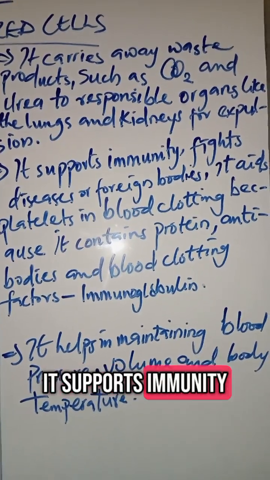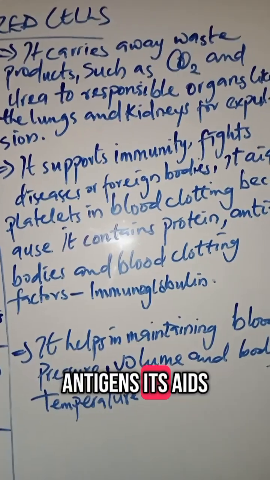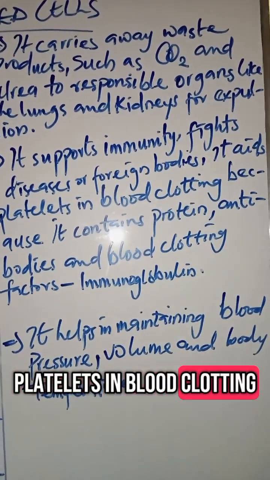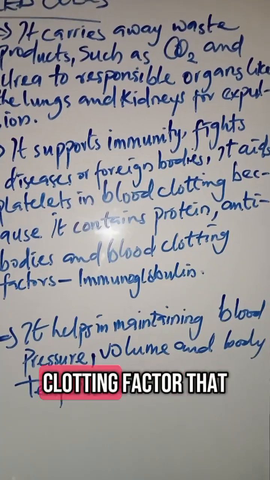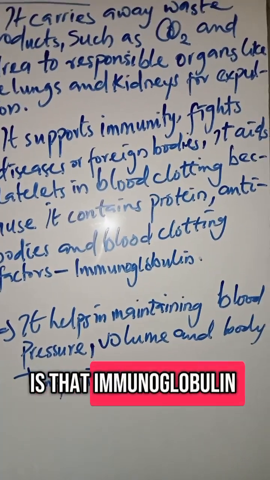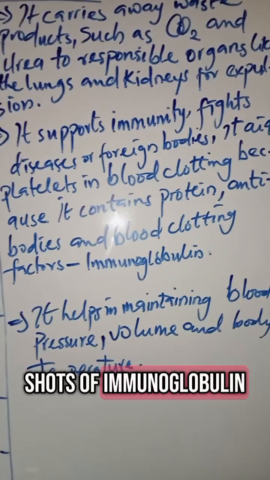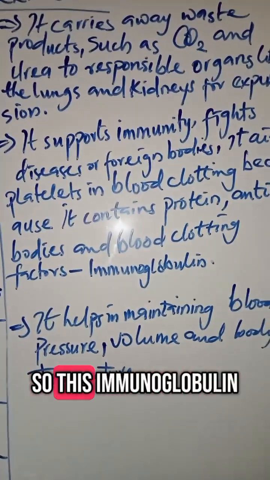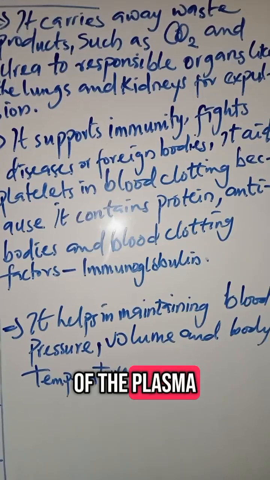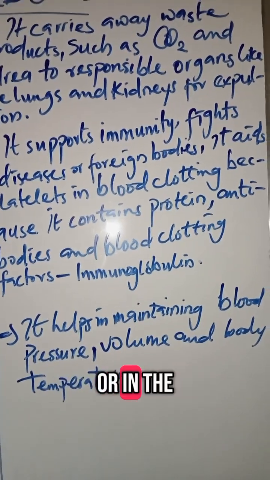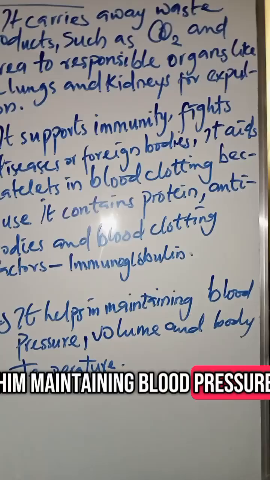It supports immunity, fighting diseases from foreign bodies or antigens. It aids platelets in blood clotting. Why? Because it contains protein, antibodies, and blood clotting factors. That is that immunoglobulin. If someone runs short of immunoglobulin, they can be given shots of immunoglobulin depending on the kind of disease the person is suffering from. So this immunoglobulin is naturally the job or the component of the plasma in the blood or in the body of an organism.